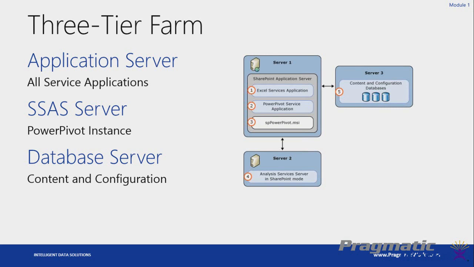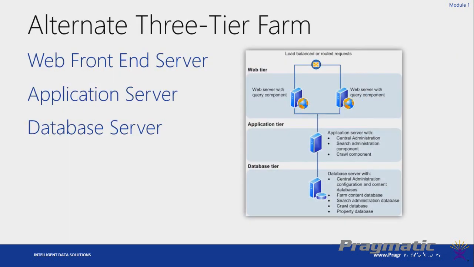Another thing that you'll hear often is an alternate setup for this three-tier farm. The three-tier farm isn't really a specific combination of services on any particular server. It just means that I'm separating out my applications from my database from different portions of the farm. This alternate three-tier farm that you guys see on the screen right now is probably the most common way to separate the services inside of your SharePoint farm.